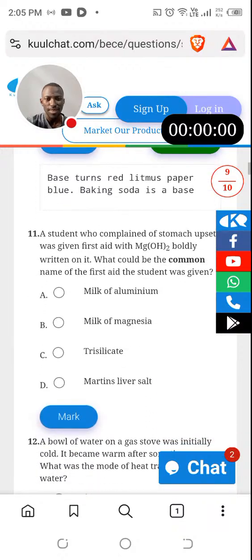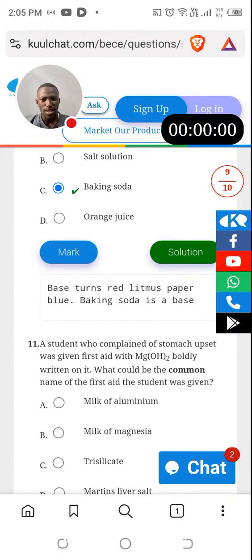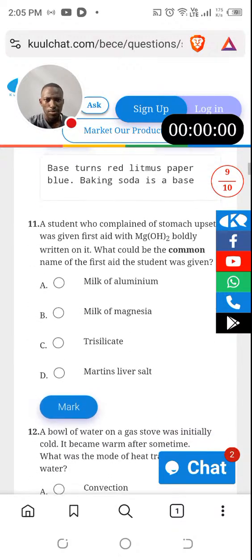Good. Next question. A student who complained of stomach upset was given first aid with Mg(OH)2, magnesium hydroxide, boldly written on it. What would be the common name of the first aid the student was given?